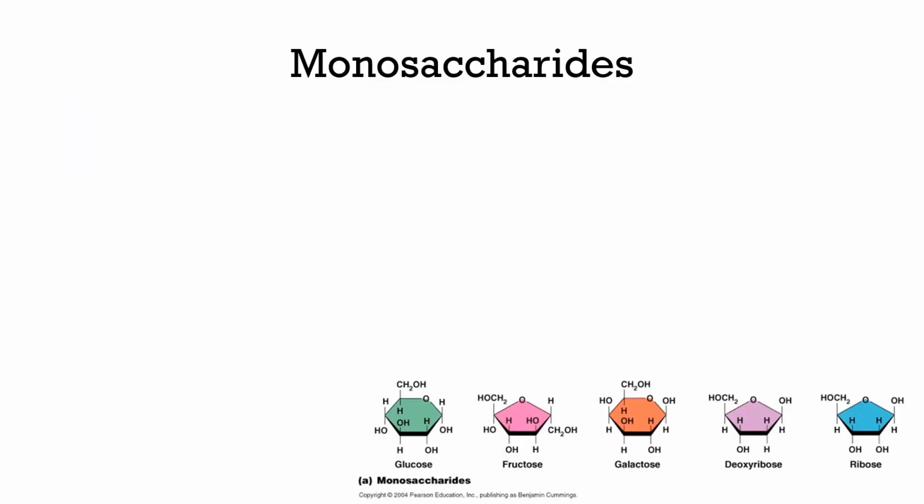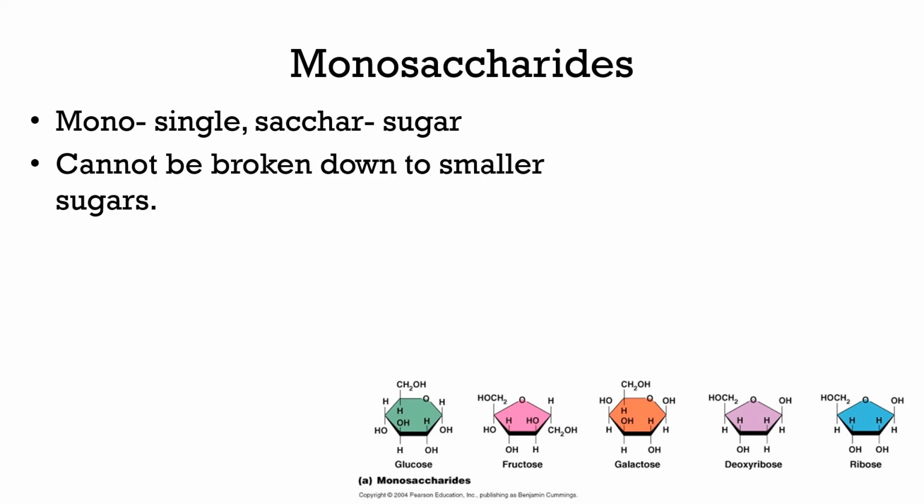So we're going to start with the monomer, and we're going to call these monosaccharides. The word mono again means one, and saccharide means sugar. The word for sugar in Spanish is azúcar, and so you can kind of see where that word comes from. So again, mono, single, and saccharide, or azúcar, is sugar.